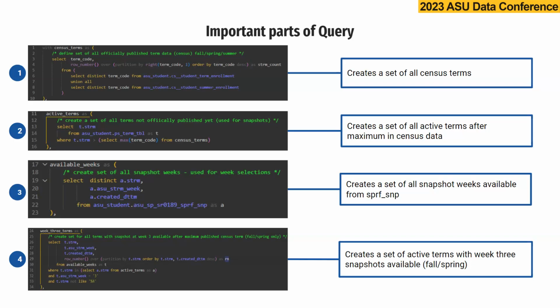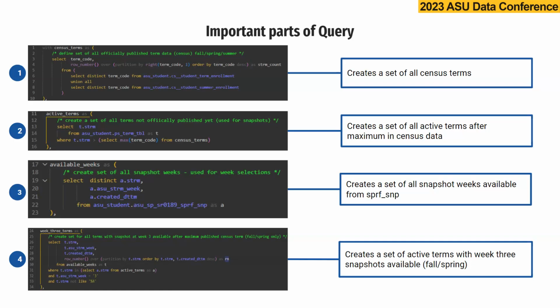Active terms is used for our snapshots. So it consists of the set of terms that are after the maximum of whatever is available in the census term. So for example, when I first started doing this, it was fall 22, and we were interested in tracking headcount into the spring, so spring 23, and then fall 23. So at that time, active terms would have those 2 terms that I'm interested in. Available weeks gives me the set of all active terms that have snapshots. So it's just a set of terms and their snapshot weeks.